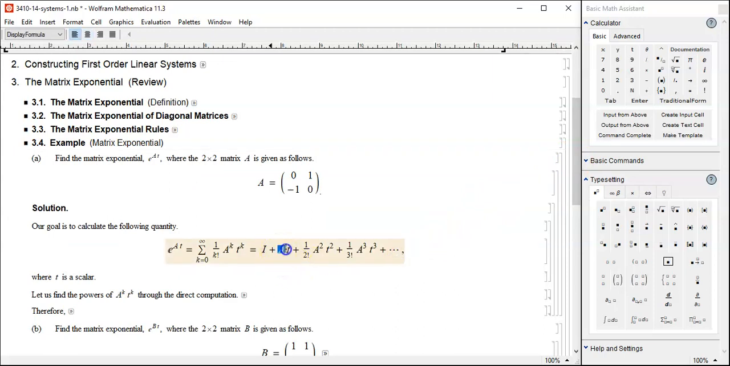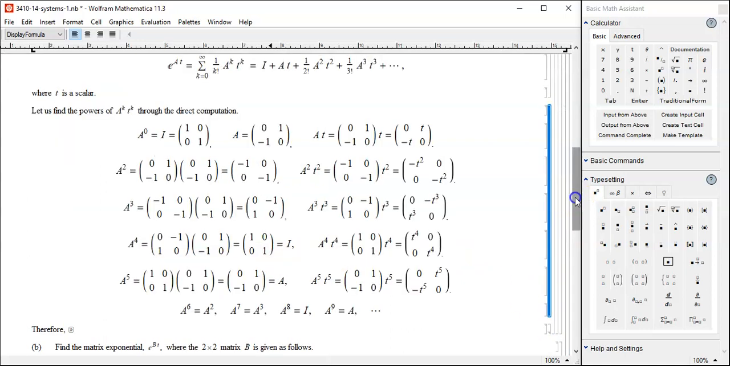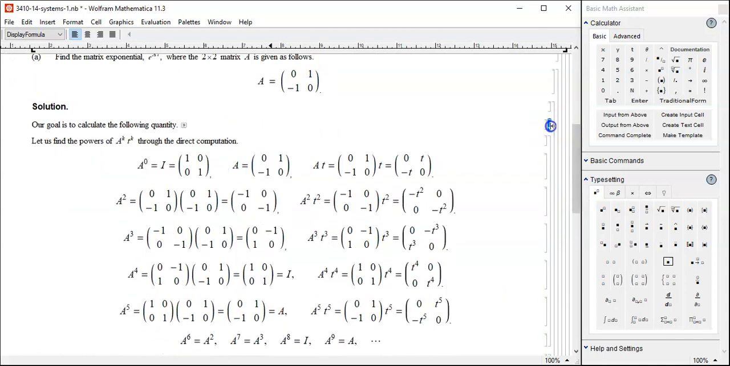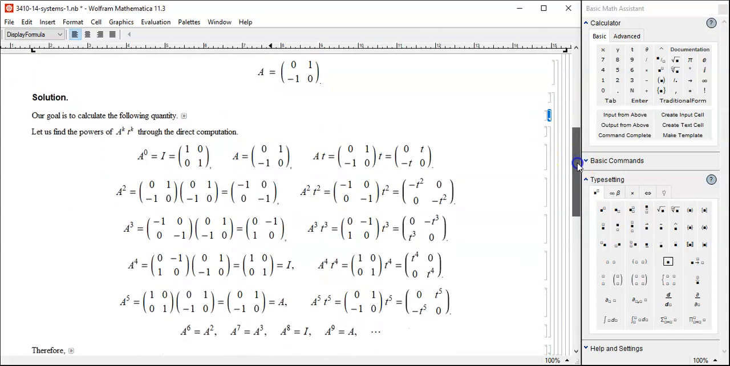So if I find all these, At, A squared t squared, A cubed t cubed, and so on, and then add them up, then I'm going to get what I want. So let's calculate those, and oh boy, those are, what can I say, some unpleasant computations. It'll turn out like this.